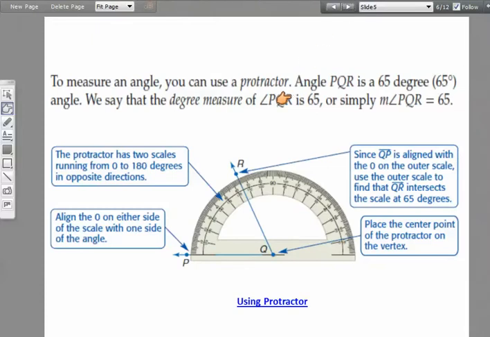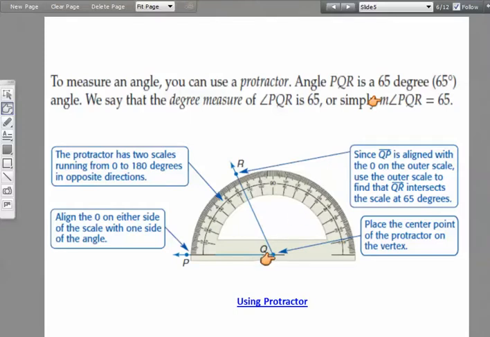Now, how do you measure an angle? I tell you what, this is the most confusing part of geometry, looking at a protractor. To measure an angle, you use a protractor. Angle PQR is a 65-degree angle, and we say that the degree measure of PQR is 65, or simply the measure. This is what you'll see a lot: measure of angle PQR equals 65.